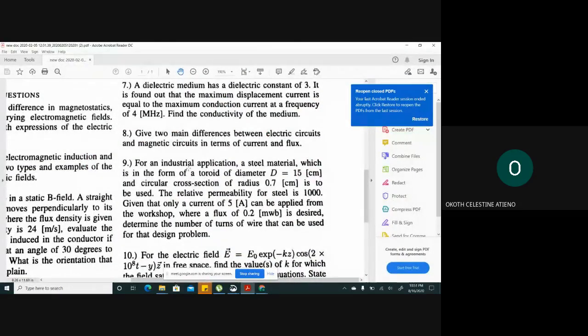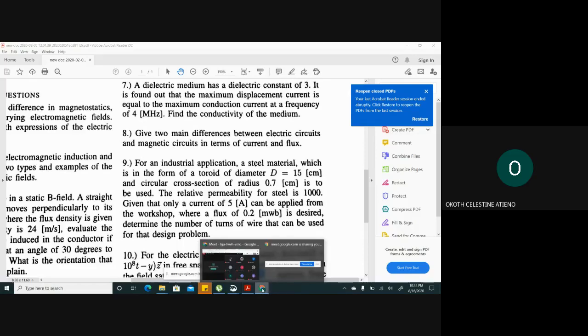Okay. So I'm doing number 9. It says, for an industrial application of a steel material, which is in the form of a toroid of diameter d equals 15 centimeters, and a circular cross-section radius of 0.7 centimeter is to be used. The relative permeability of steel is 1000. Given that only a current of 5 amperes can be applied from the workshop, where a flux of 0.2 milliwebers is desired, determine the number of turns of wire that can be used for that design problem.